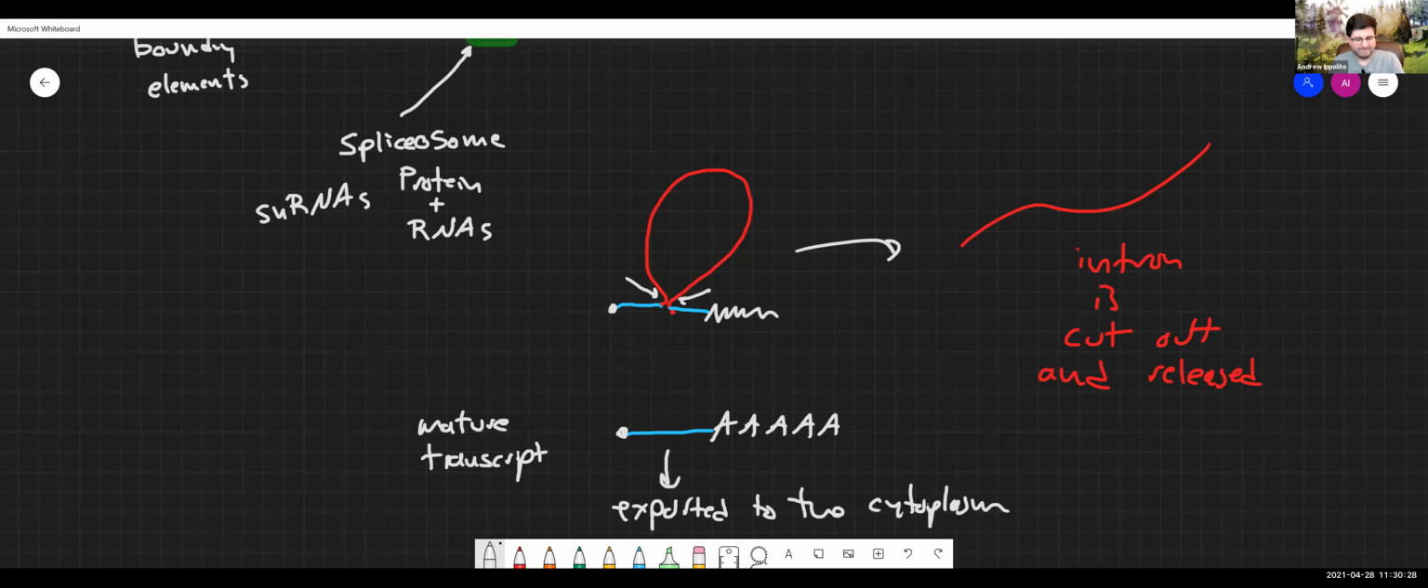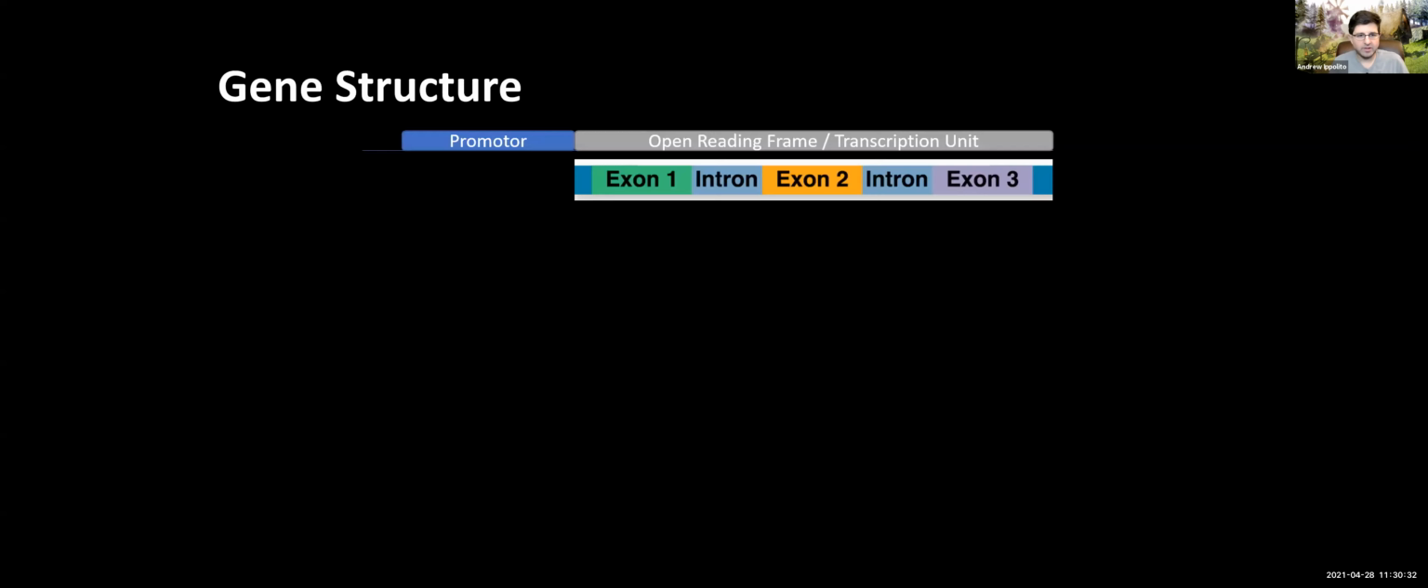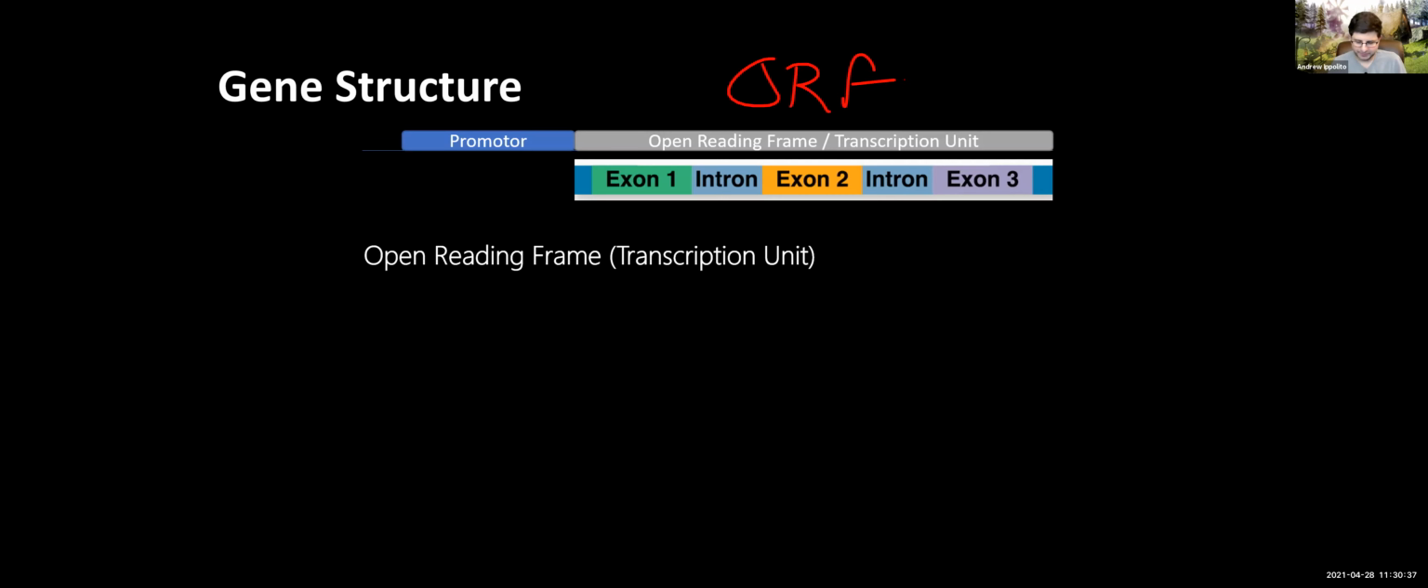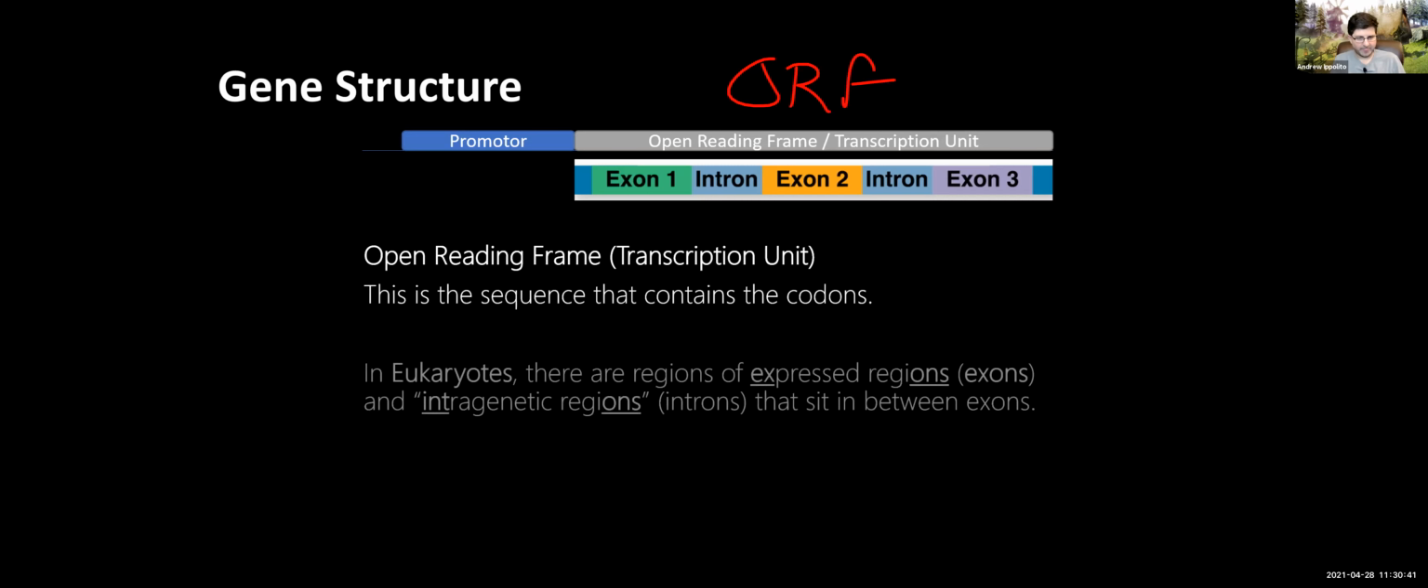Okay. All right, so I'm going to go back to the slides now. I'll show you all this. All right, so there's the open reading frame, ORF. This is the sequence that contains codons. Okay, your book calls these intragenetic regions as opposed to expressed regions. Introns are small compared to exons. I'm sorry, exons are small compared to introns, despite what your book shows.